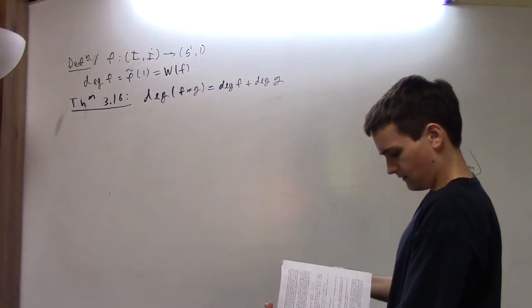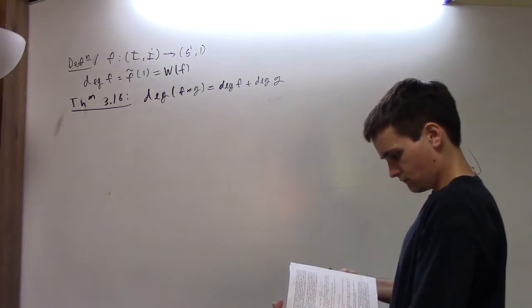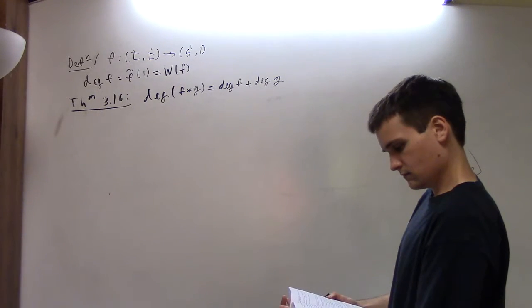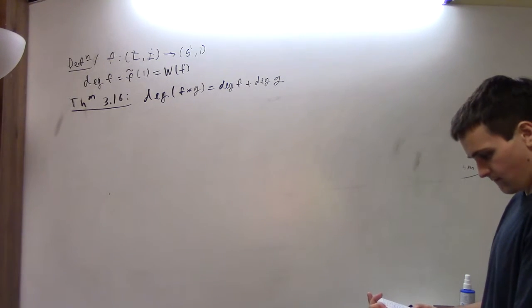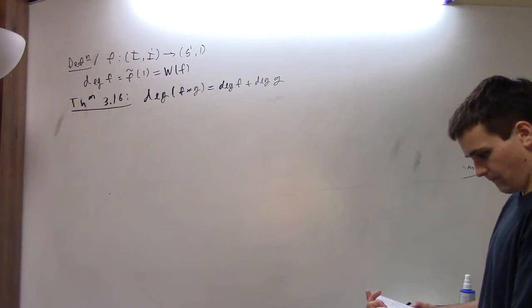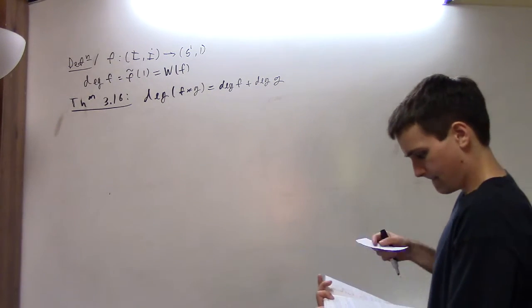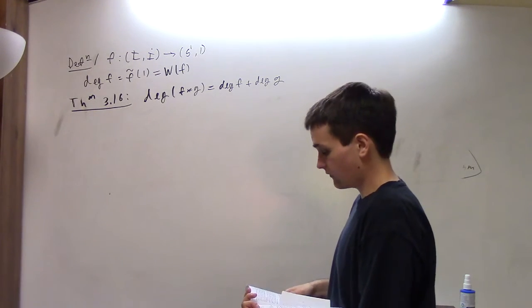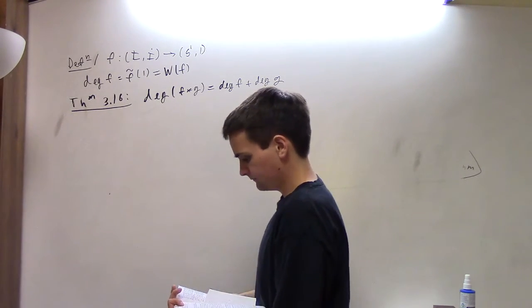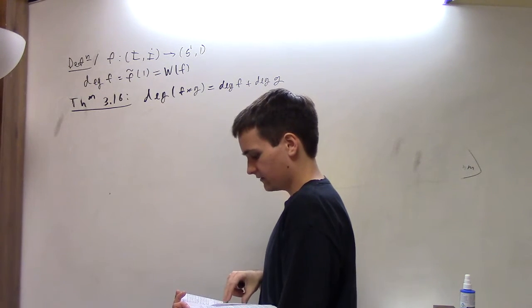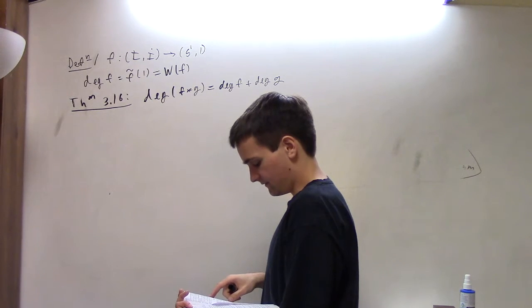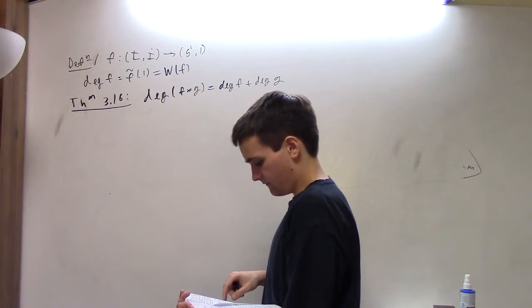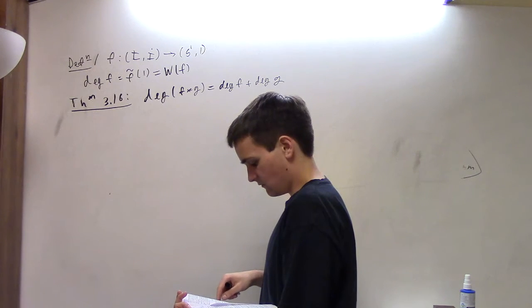Let's see. Trying to see whether or not I want to prove this. Essentially what they do, they look at the kernel of this degree map, and they're trying to show that the kernel is trivial to show that it's injective. And then after that, they have some technical argument where they show that it's a homomorphism.